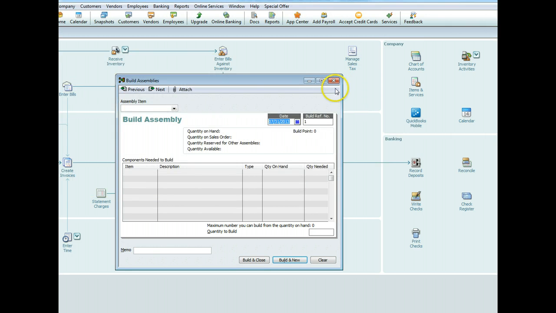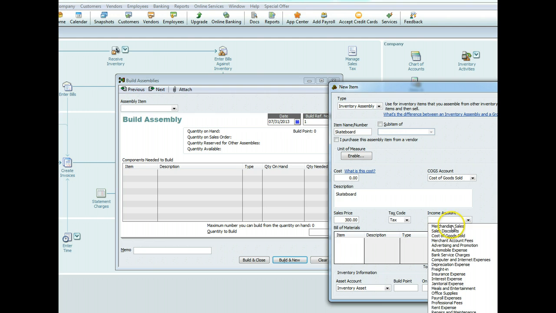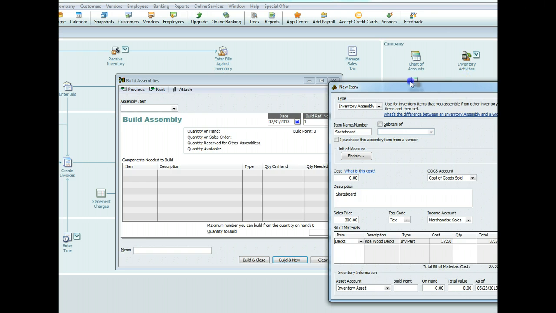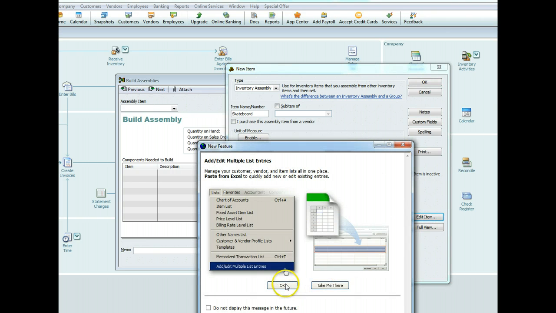Okay. Don't want to make a mistake with that. So we're going to add a new assembly skateboard. Skateboard. $300. Merchandise sales. And a deck. Oh, come on. Why is it doing that? Well, we'll just have to override it. Edit item. Okay.